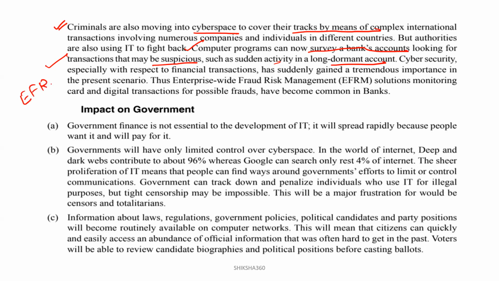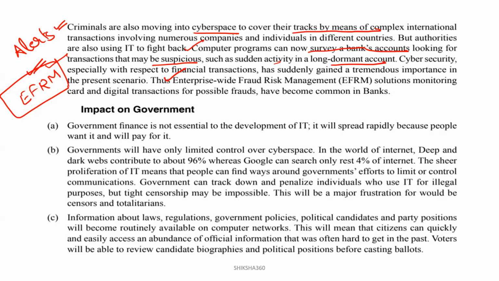Thus, the enterprise-wide fraud risk management, EFRM. Basically, these are producing alerts. EFRM stands for enterprise-wide fraud risk management. Clear? FRM, that is fraud risk management, an enterprise-wide fraud risk management solution. Monitoring card and digital transactions for possible frauds has become common in banks.